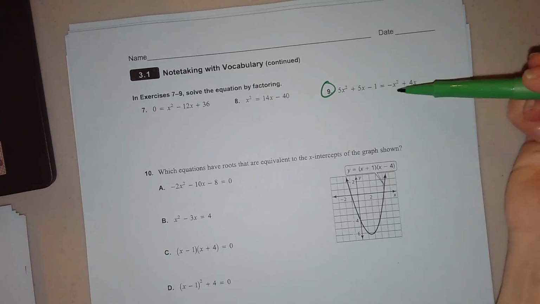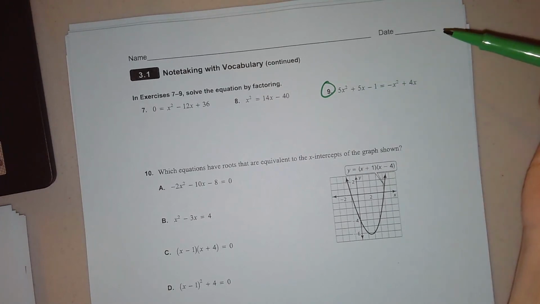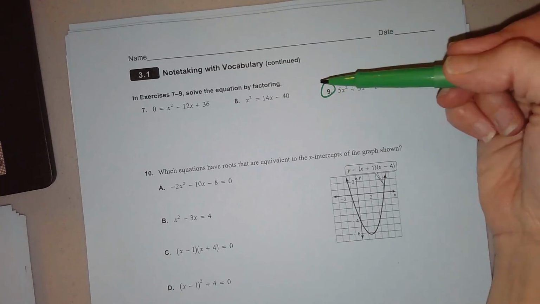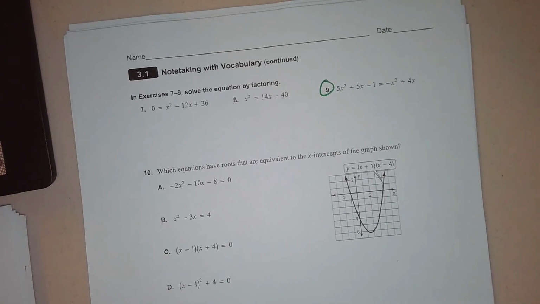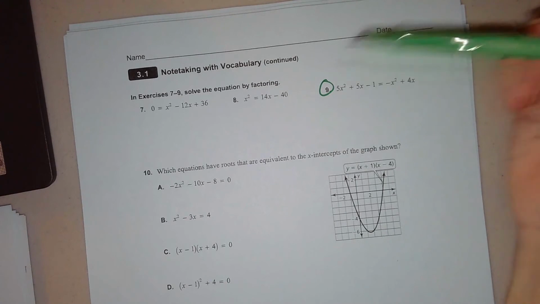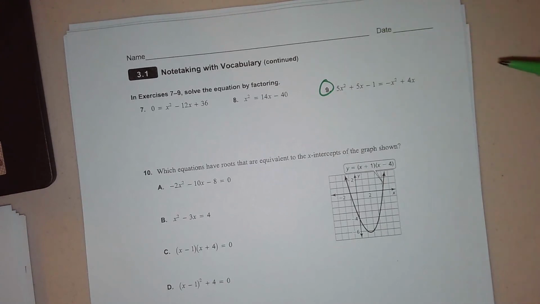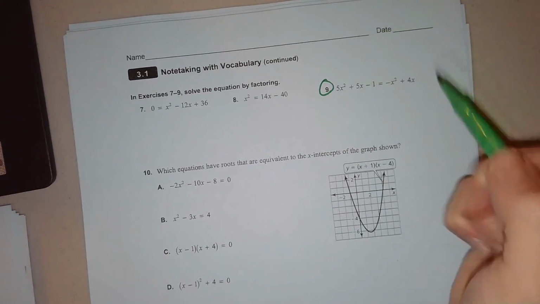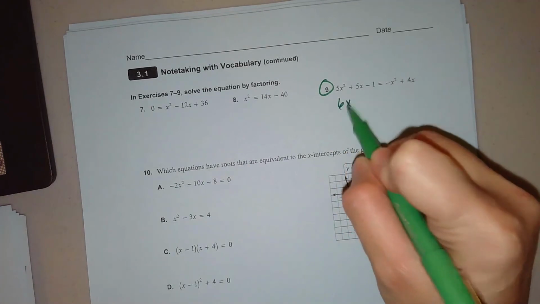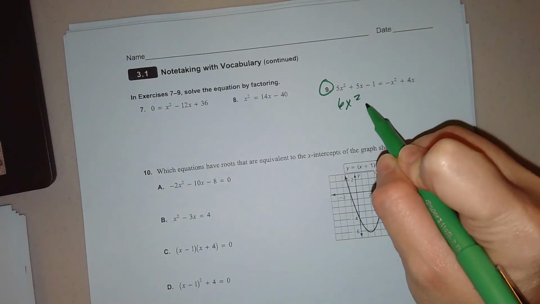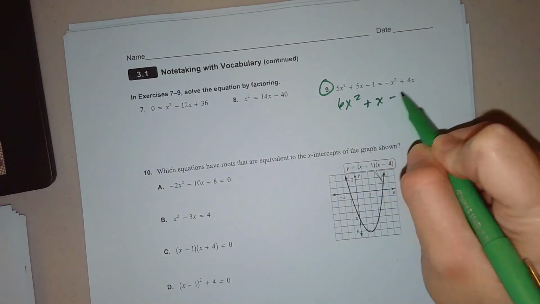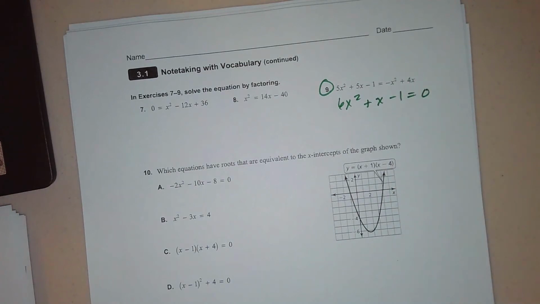So notice that I have x squareds and x's on both sides of my equation. Notice that I have an x squared, an x, and a constant term. Great, so that's how you know it's a trinomial, so you know you're going to factor. I'm going to set this equal to 0. So I'm going to add x squared to both sides, and then I'm going to subtract 4x. And this is what I get. So again, I'm setting this equation equal to 0.